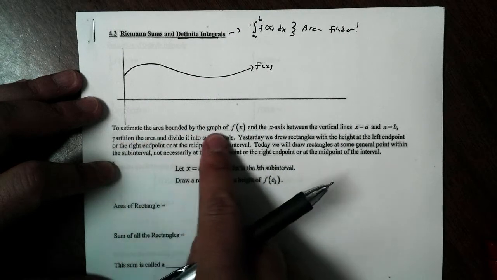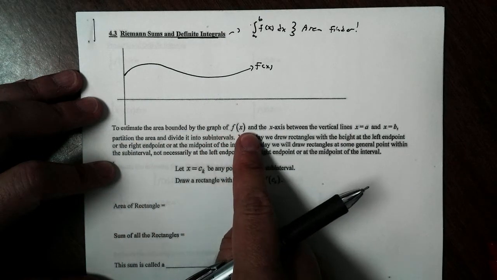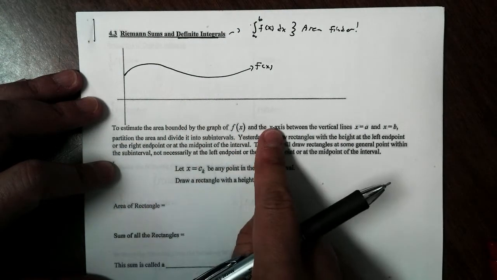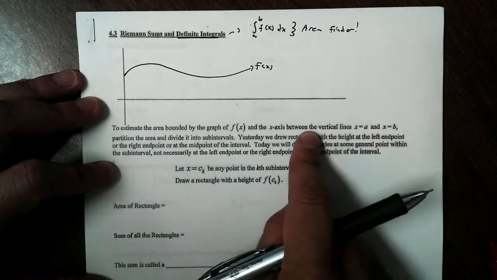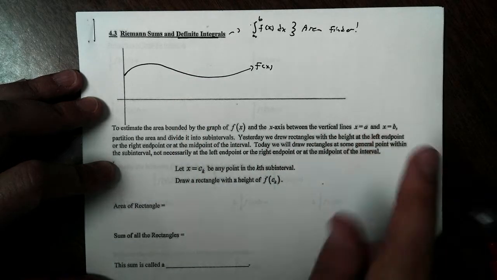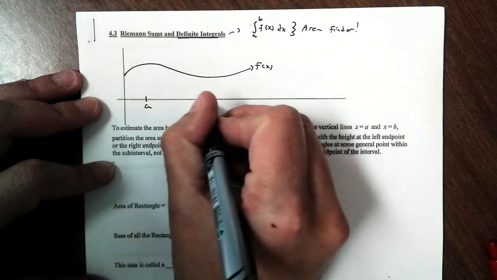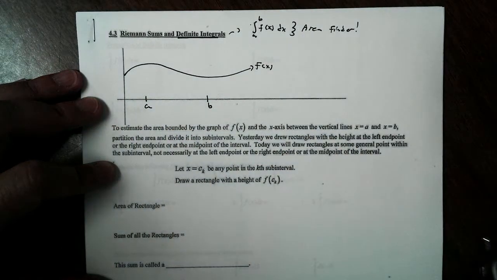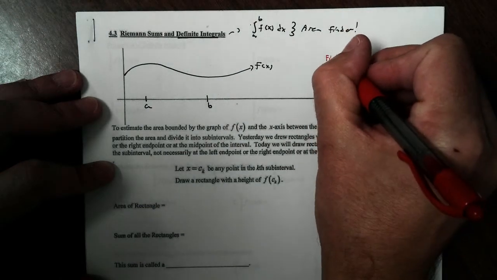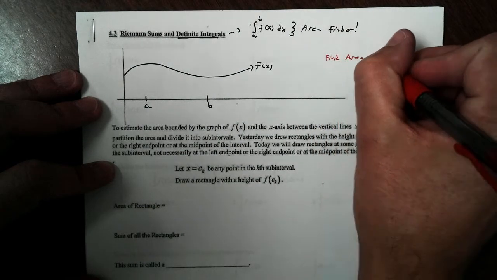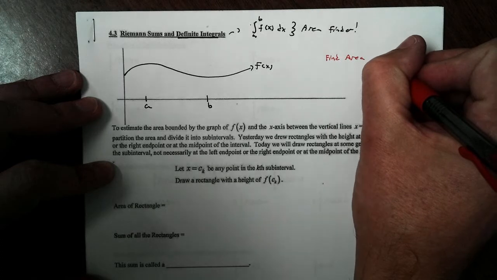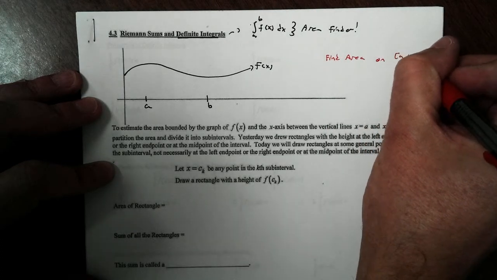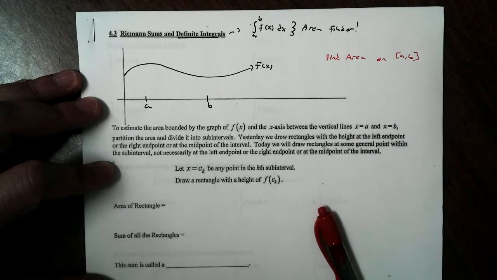Now, we want to estimate the area under the graph between the function and the x-axis between the lines x equals a and x equals b. So that's basically just giving us our domain right there. So what we're asked to do today is to find the area on the domain a to b. That's what we're asked to find right here.